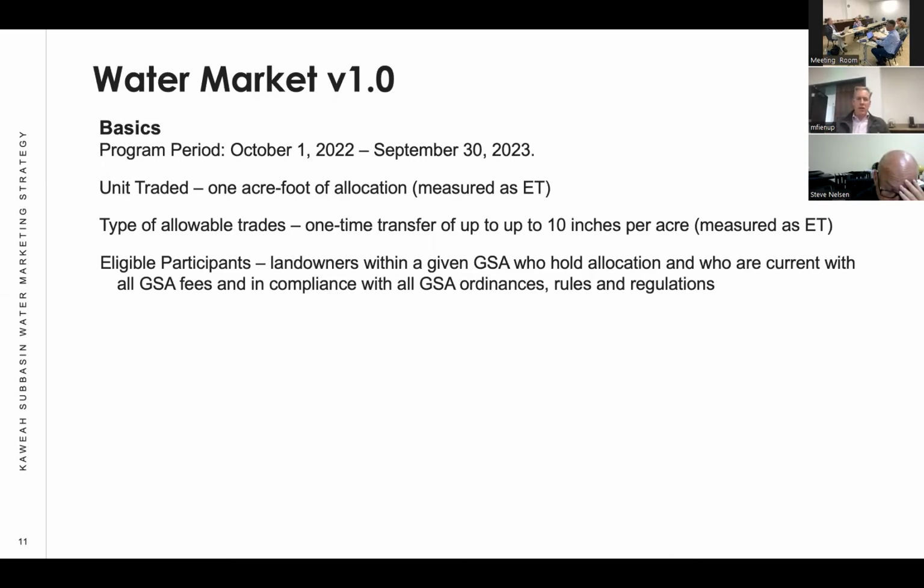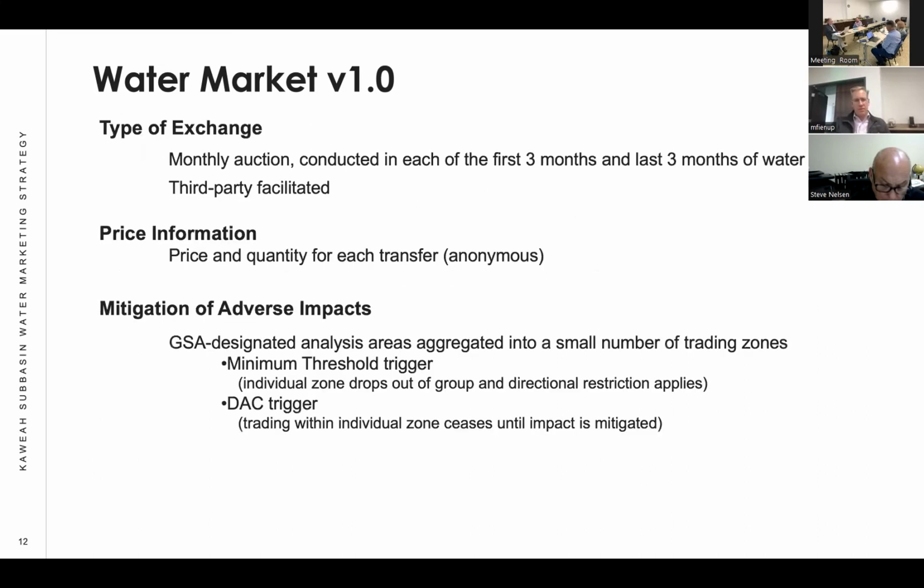These would be one-time transfers up to 10 inches per acre from an individual's water supply. That 10 inches per acre is the native yield that an individual receives. So it's equivalent to the native yield that an individual receives. And then eligible participants would be any landowner. These are agricultural landowners who hold allocation and are current with all fees, ordinances, rules, and regulations. We reviewed that in a previous meeting.